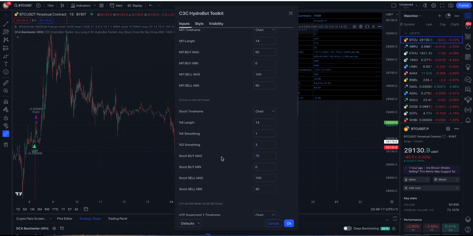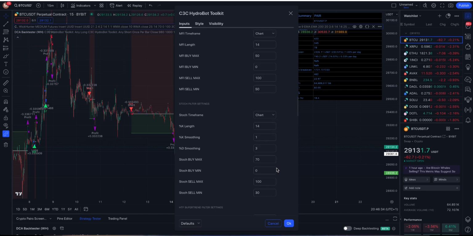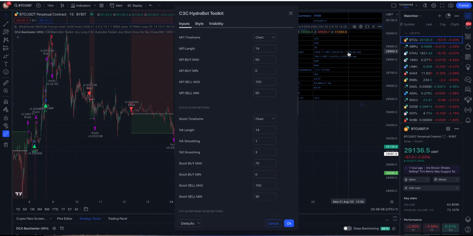So our buy max is 70 and our sell minimum is 30. There you go. So we've increased the profit, but the win rate is still good. We've still got, what is that, 82%. So I think we'll leave that on as it is for now. We've got our 1% a day.